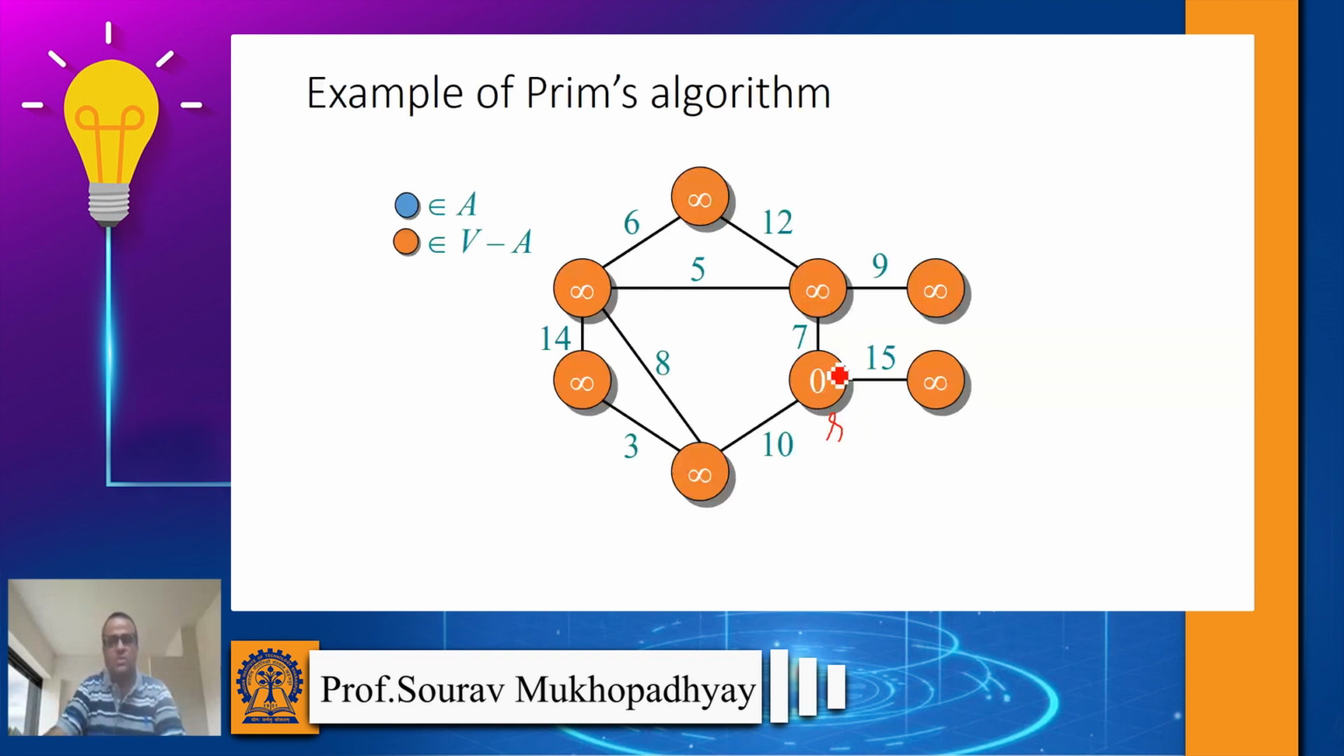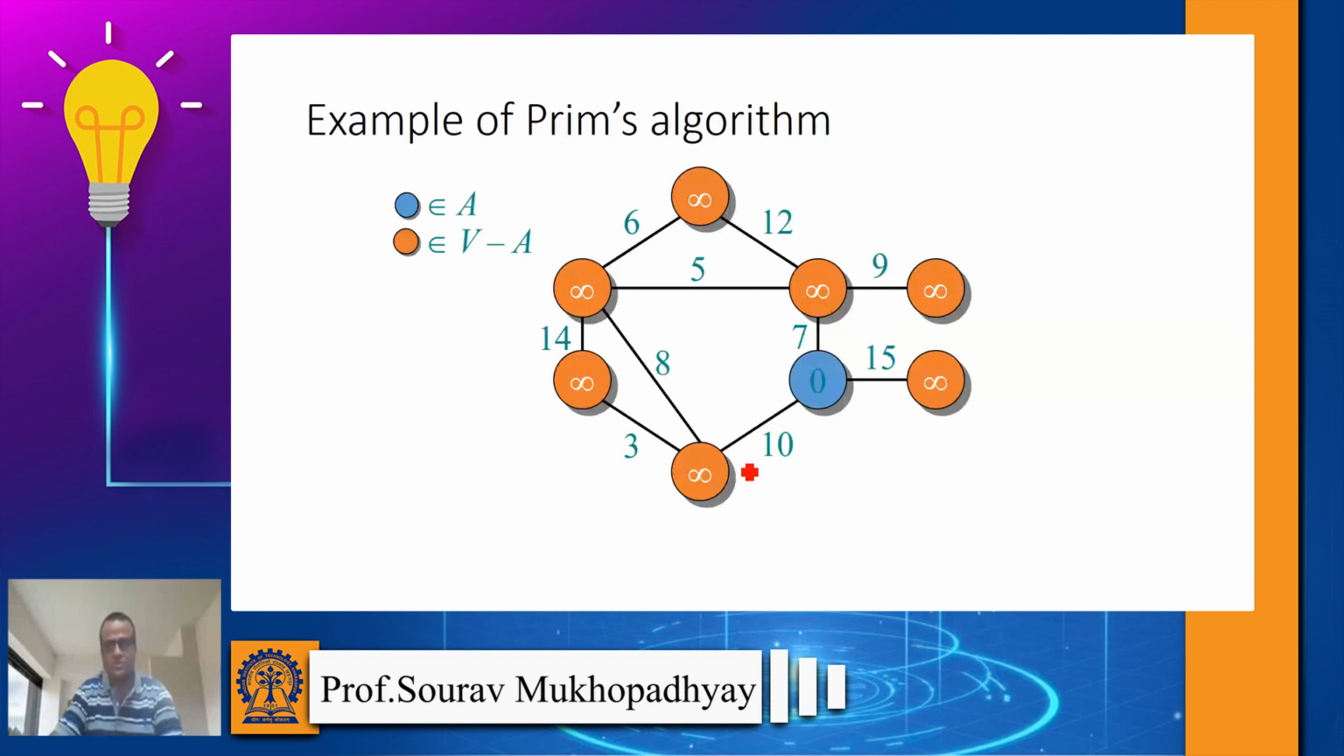Now everything is in Q, because Q is V basically. Now we want to extract a vertex which is minimum among the key values and put it in A, capital A. Initially everybody is in Q, so who will be extracted? Everything is infinity except this 0. So 0 is the minimum, so 0 will be extracted. This vertex will be captured first and put in A.